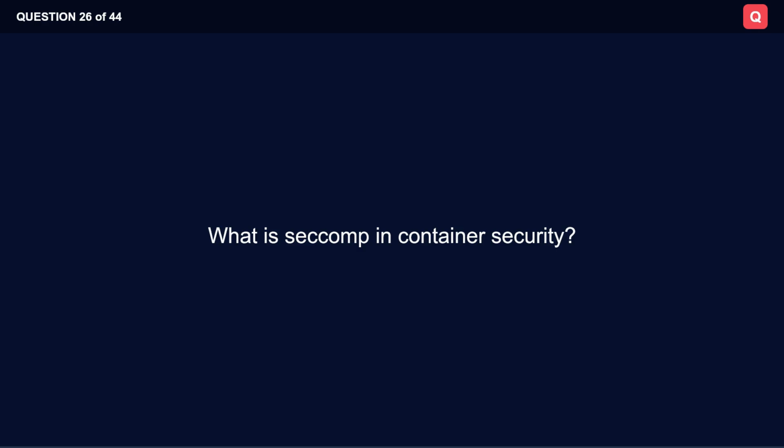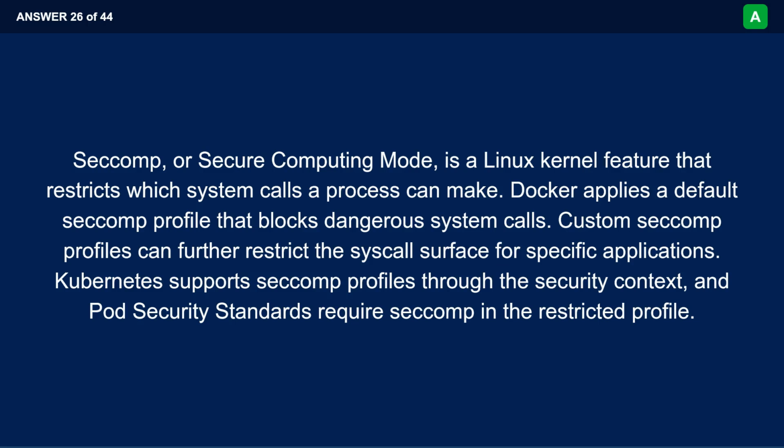What is seccomp in container security? Seccomp, or Secure Computing Mode, is a Linux kernel feature that restricts which system calls a process can make. Docker applies a default seccomp profile that blocks dangerous system calls. Custom seccomp profiles can further restrict the syscall surface for specific applications. Kubernetes supports seccomp profiles through the security context, and pod security standards require seccomp in the restricted profile.